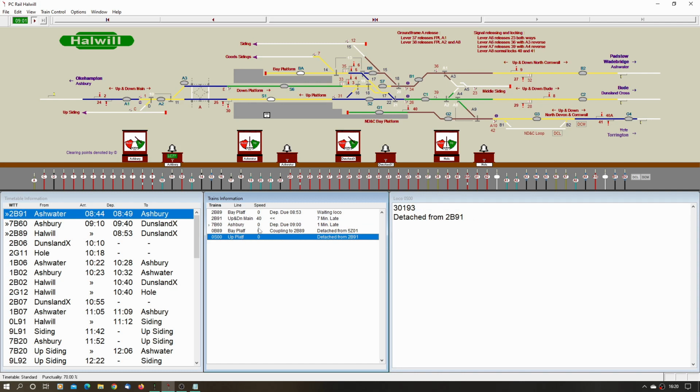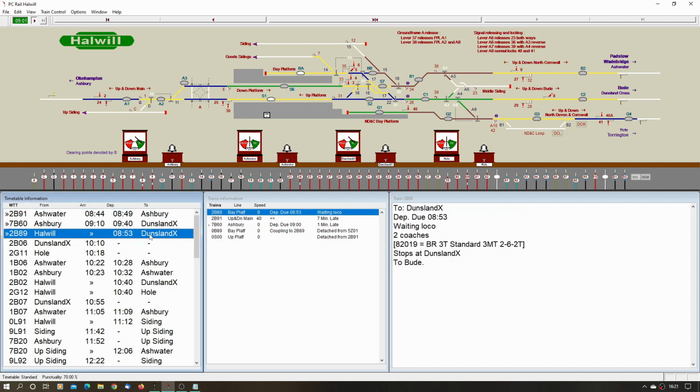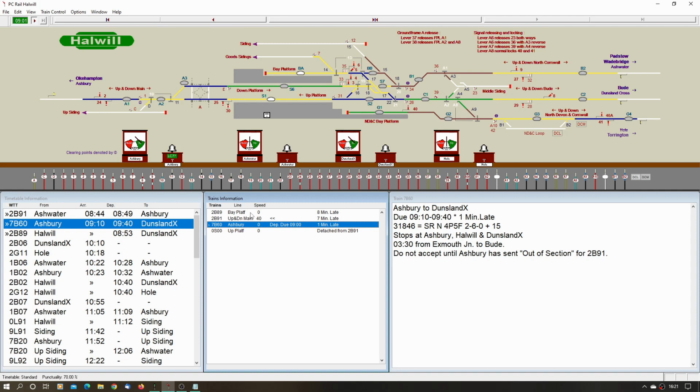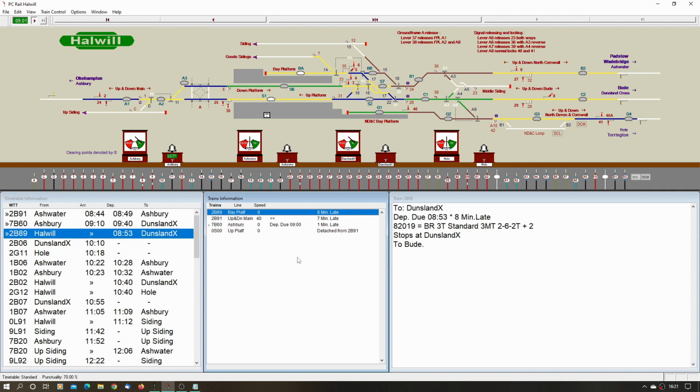We can stop there. That's coupling. We can clear the signals for that. We need the running line dummy 39. Then we can clear the section signal 5. That's not section signal, the platform signal 5, and the section signal 8. And there it goes. Or should do. Yes, 8 minutes late.